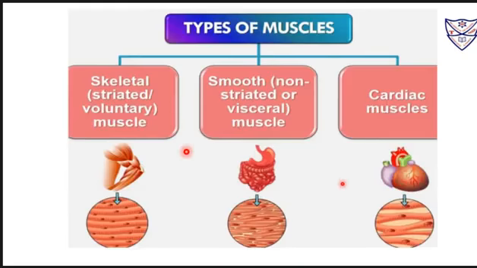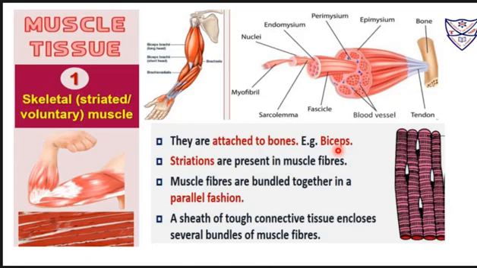So there can be the following types of muscle, that is skeletal muscle, which are generally voluntary muscles, smooth muscles, non-striated or visceral muscles, and then the third type is the cardiac muscle. The skeletal muscles are generally very close to the skeletal system. In a typical muscle such as biceps, striated skeletal muscle fibers are bundled together in a parallel fashion, right? So we see these striations present here. A sheet of tough connective tissue encloses several bundles of these muscle fibers. We will learn more about this in the 20th chapter.